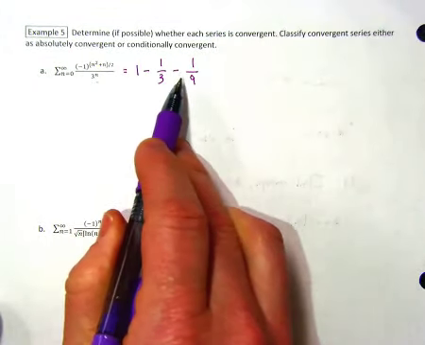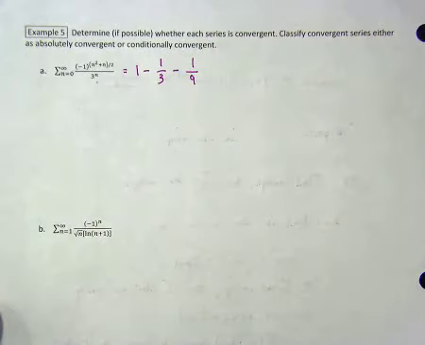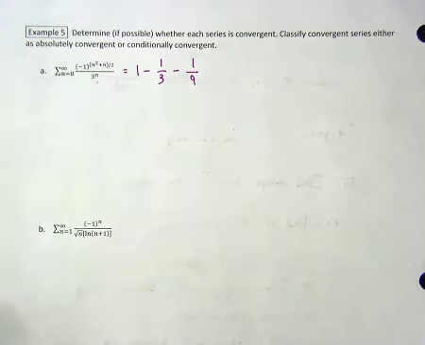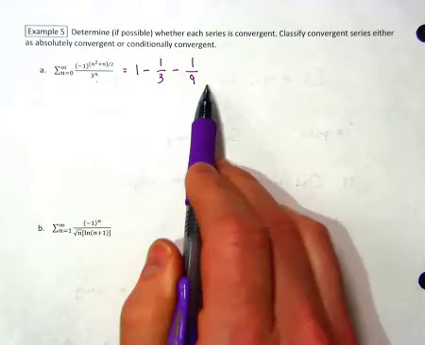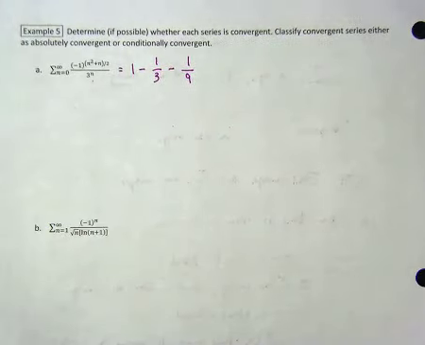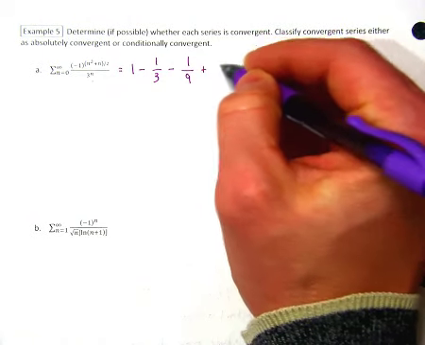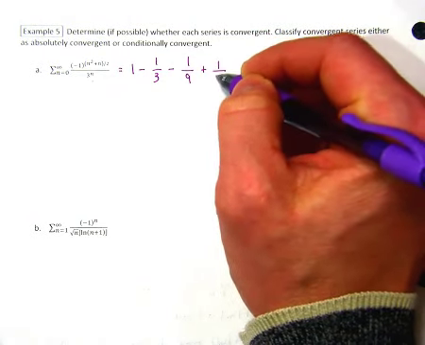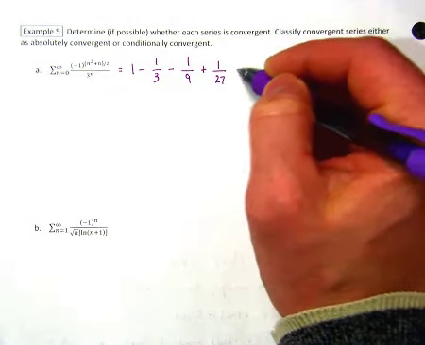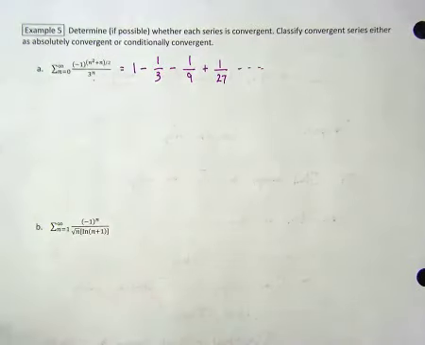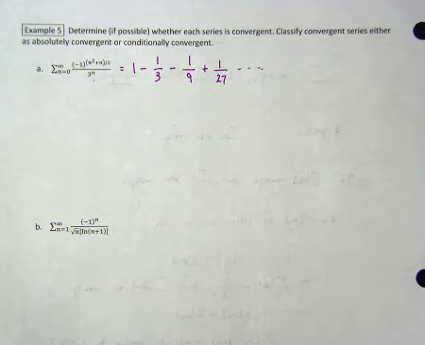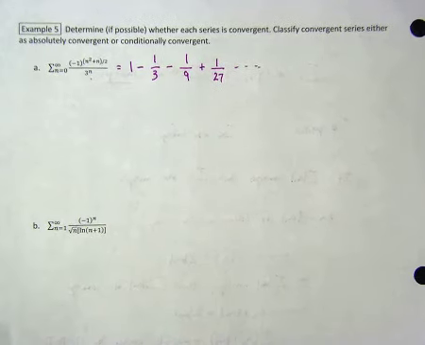It went positive, negative, negative. Wait, no, we were at 0, 1, 2, 3. When n is 3, 3 squared is 9 plus 3 is 12. 12 over 2 is 6. Negative 1 to the 6th will be positive. 1 over 3 cubed is 27, etc. So this is not an alternating series. It has some positive and some negative terms, but it does not go plus, minus, plus, minus.